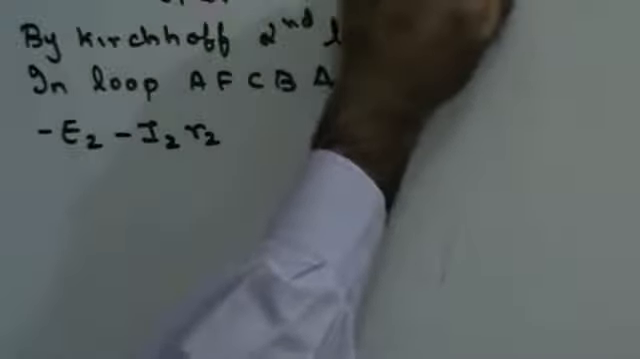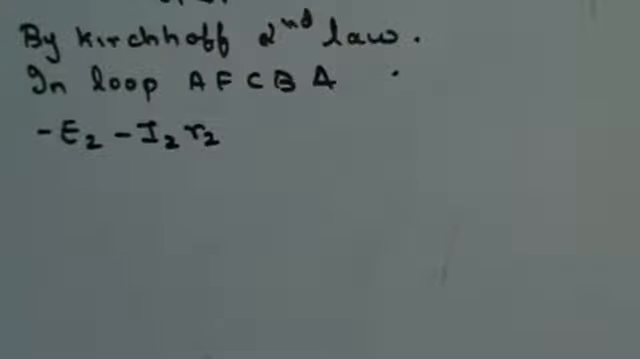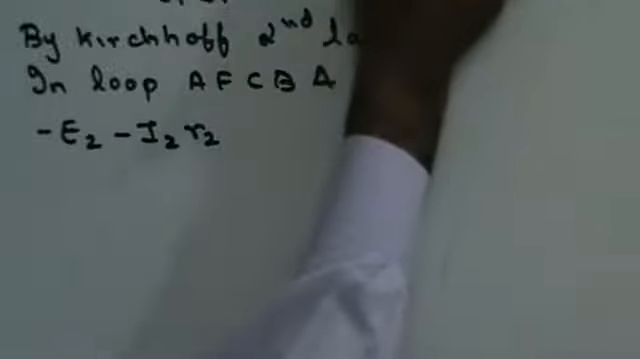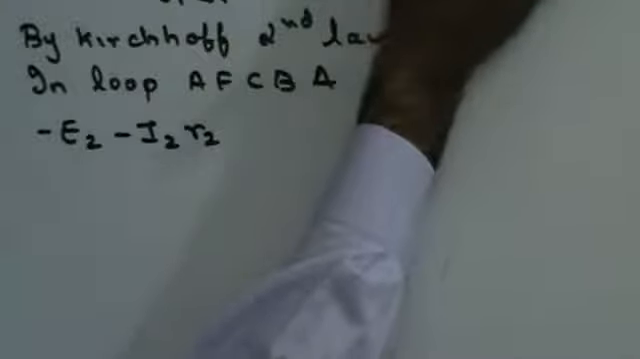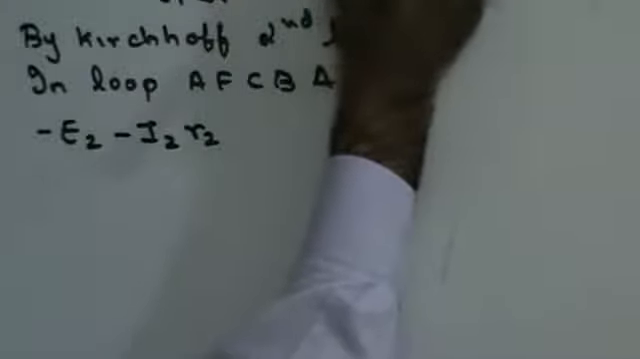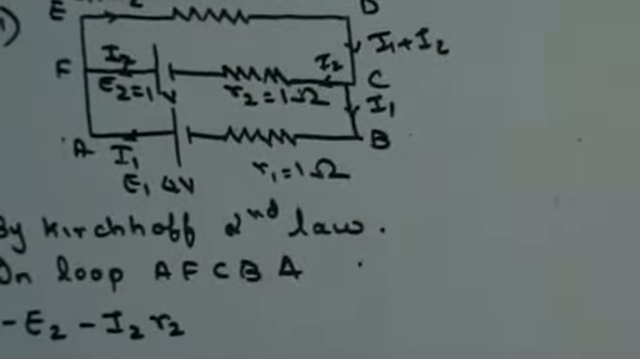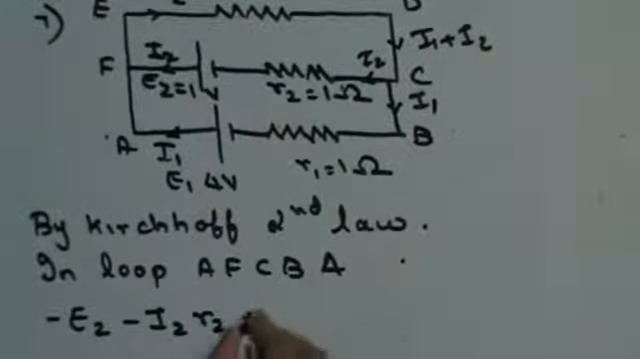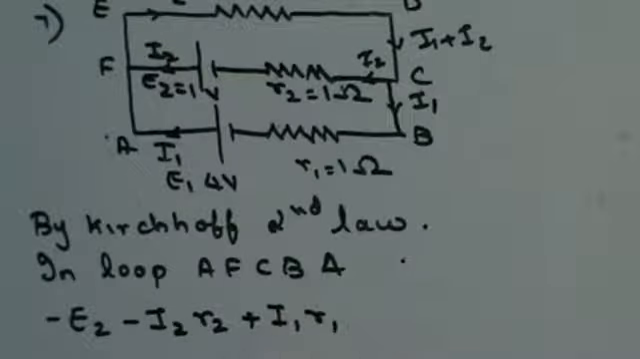Now I'm moving from B to A. AFCBA. The loop is now being traced from B to A. As I move from B to A, current is entering the node. Here you had current I1 plus I2. This is I2, this is I1. Current is entering the node at point B. Since it is entering the node at point B, I can term it as positive. So this will be I1R1.